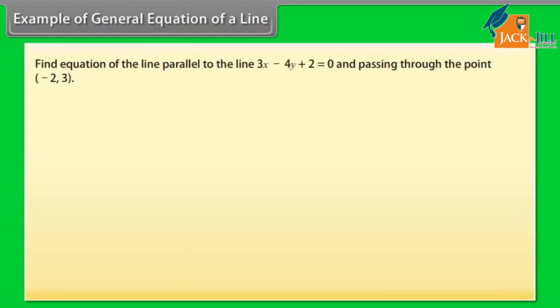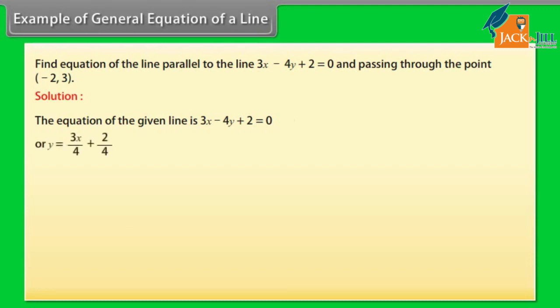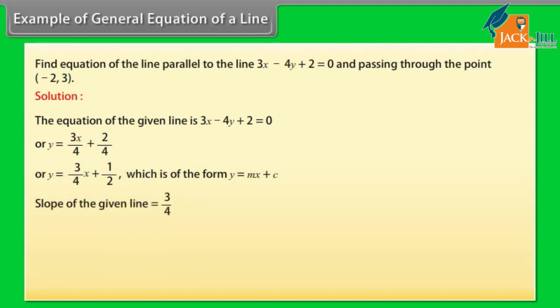Example of general equation of a line. Find the equation of the line parallel to the line 3x - 4y + 2 = 0 and passing through the point (-2, 3). Solution. The equation of the given line is 3x - 4y + 2 = 0, or y = 3x/4 + 2/4, or y = 3x/4 + 1/2, which is of the form y = mx + c. The slope of the given line is 3/4.